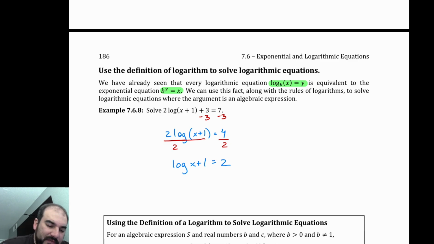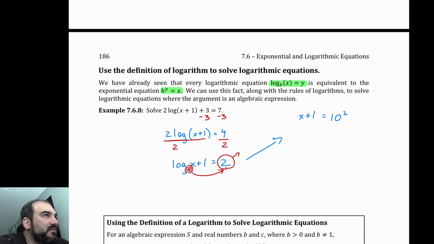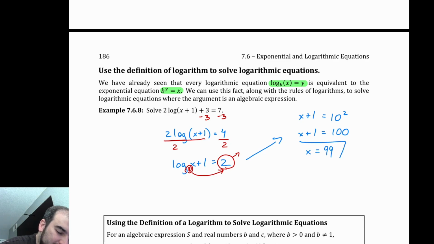And how we use the definition of logarithms here, remember this is a log base 10. We're going to take that log base, push it to the other side, and we're going to push this 2 up into its exponent. So when we switch to exponential notation, we will have x plus 1 left on the left side because the log is now gone, equal to 10 squared. Right, that's the definition of a logarithm. That's what a logarithm is. So now we have x plus 1 equals 10 squared, which is 100. We can subtract 1 from both sides and get x equals 99.